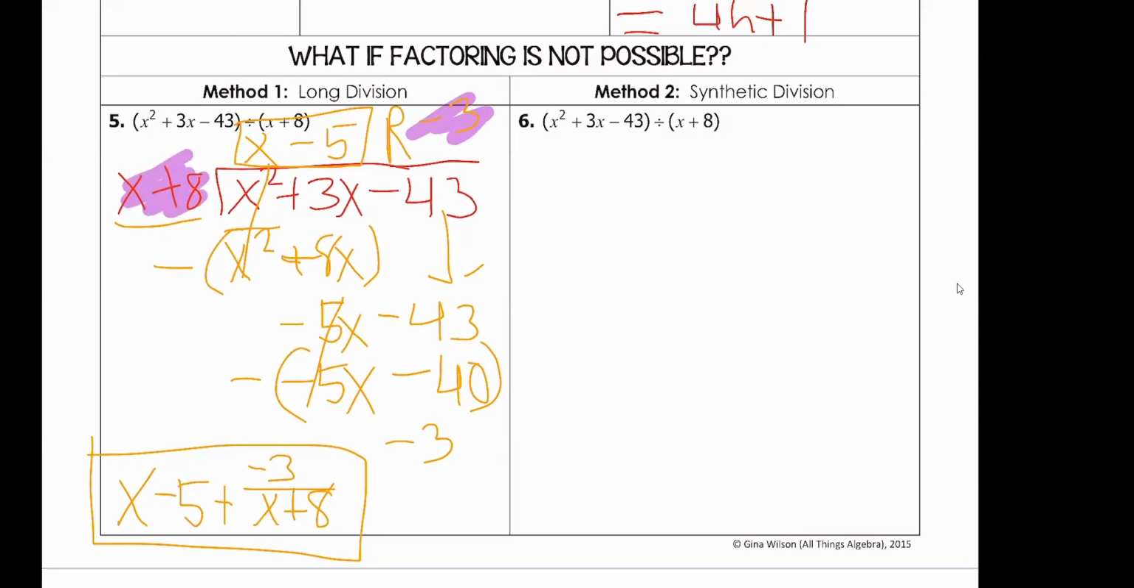Okay, so this is long division. Like I said, honestly, this isn't going to be our method of choice, but if you like long division, you could do this for any problem. Long division works for every problem.